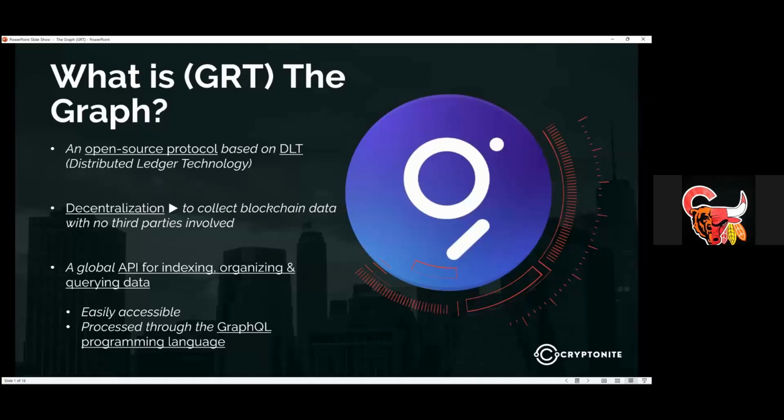Let's dive right in. Today we'll be talking about The Graph. Can you explain this project, Boris, and give us a little synopsis on it?